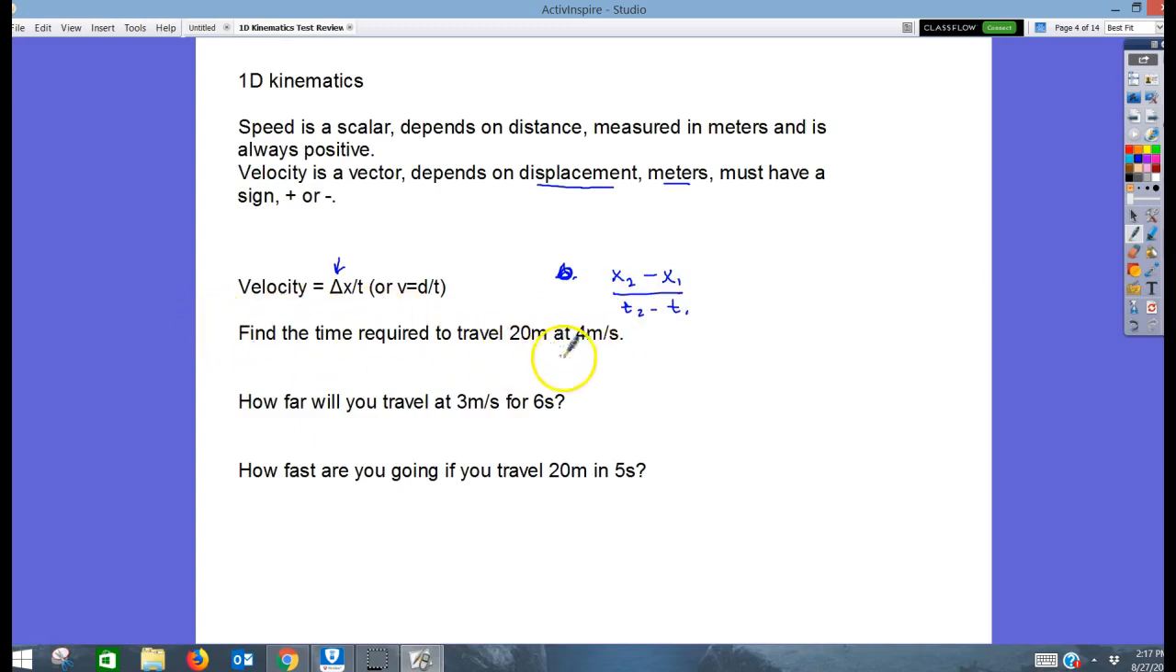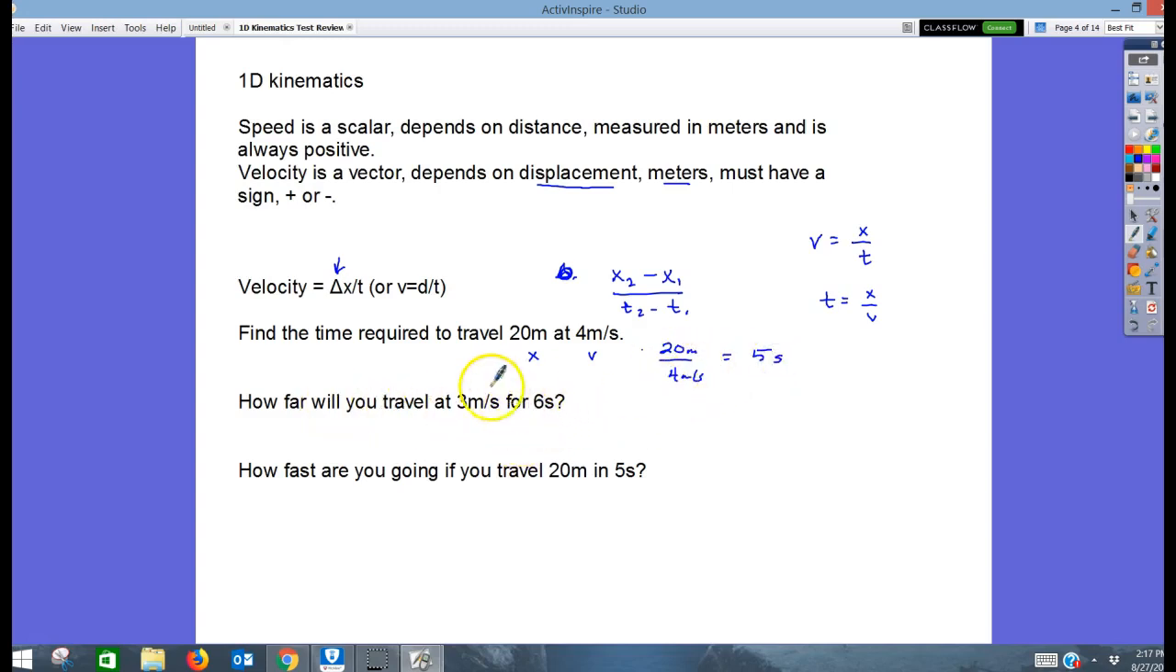So practicing a little bit, find the time required to travel 20 meters at 4 meters per second. Well, is this a distance? 4 meters per second. There's a velocity. If our equation is velocity is distance over time, if I want a time, time is equal to distance divided by velocity. And so that's going to be 20 meters divided by 4 meters per second. And that's going to be 5 seconds.